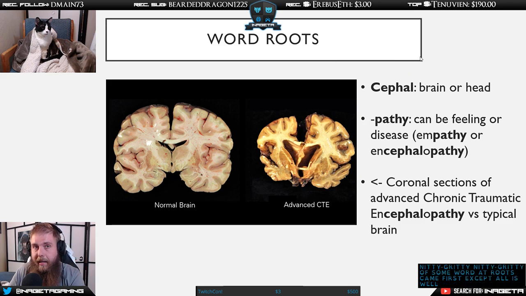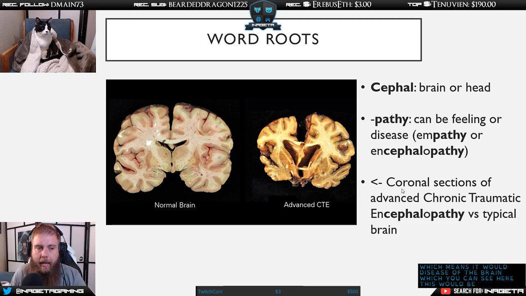cephal is one you'll see a lot in neuroscience or neuromedical things, and it just refers to the brain or the head. Either one. Okay. Pathy can be a feeling or disease, like in the word empathy. That's what that word root is there. It's synonymous with feeling or disease. Or it can also be in the word encephalopathy, which means a disease of the brain. Which you can see here.